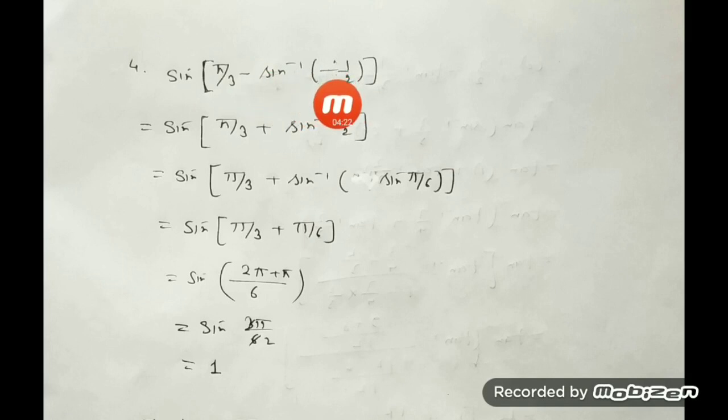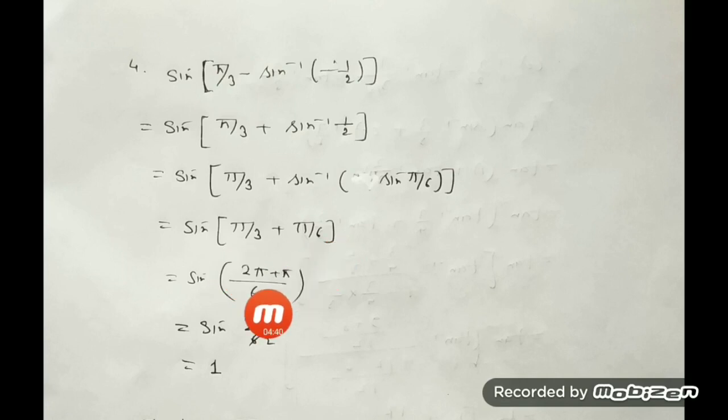What is the formula of sine inverse minus x? Minus sine inverse x. So it becomes minus minus plus sine inverse x, keeping the rest as it is. Sine inverse pi by 2, here I have used the value of half, sine pi by 6. Okay, sine inverse sine pi by 6 gives you pi by 6.